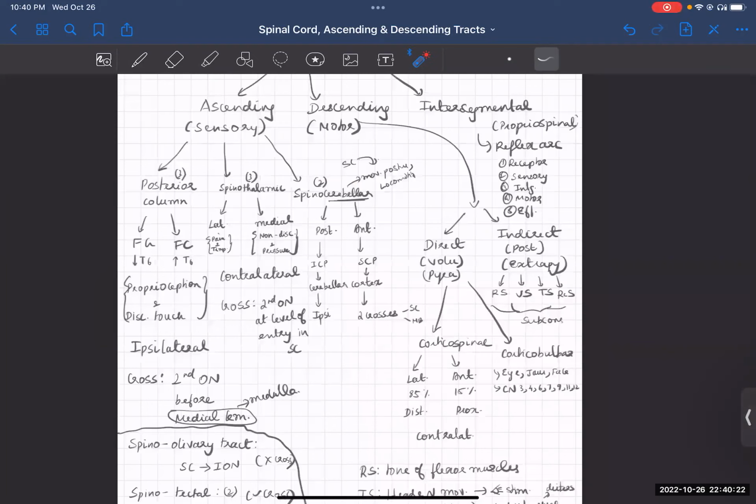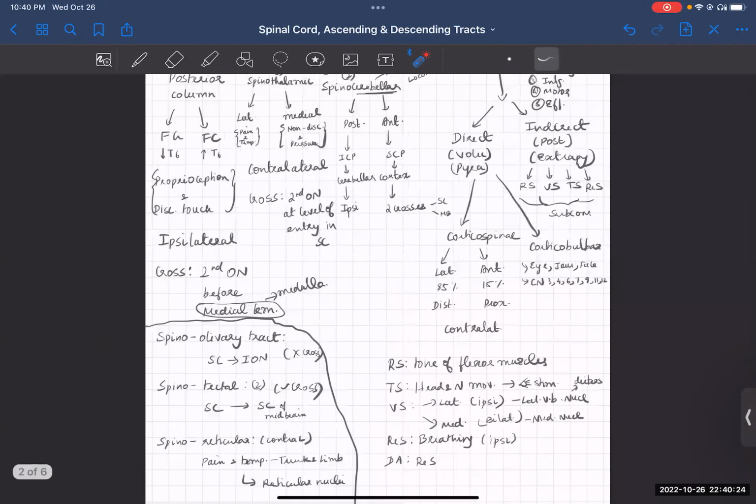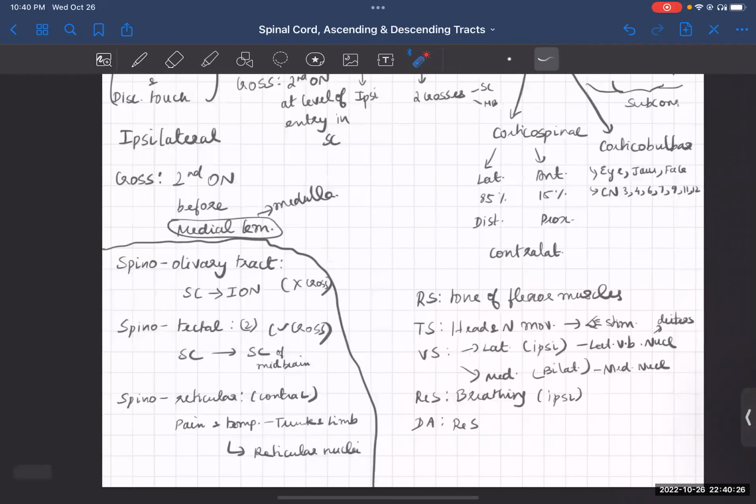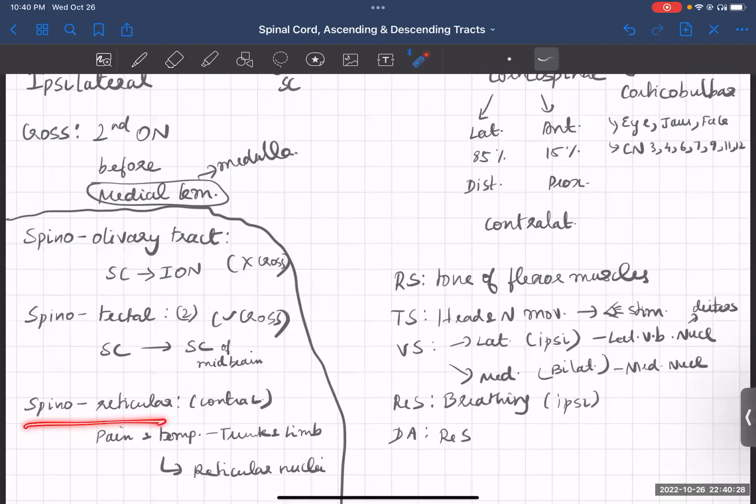Now, there are other minor tracts that are really important: spino-olivary tract, spinotectal tract, and spino-reticular tract. Spino-olivary tract is going to take sensations from your spinal cord to your inferior olivary nucleus. And it's going to take it directly to that place. There is no cross.